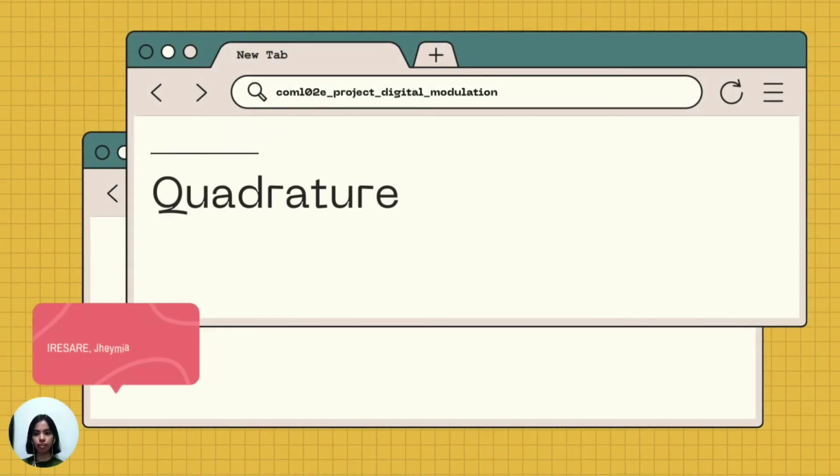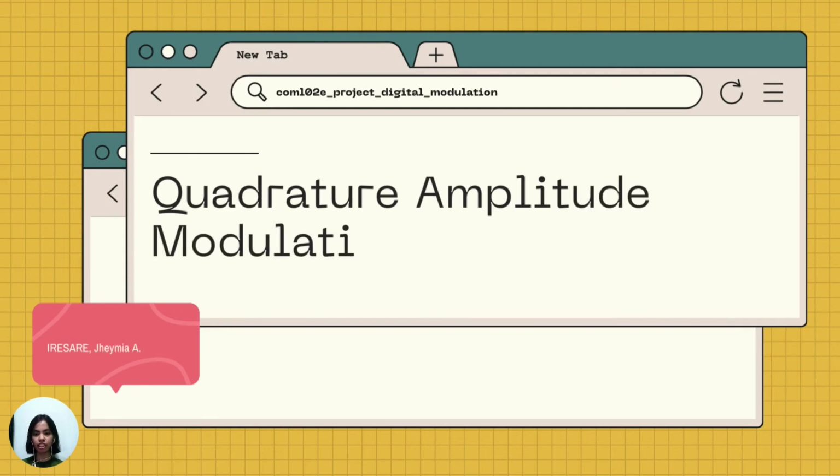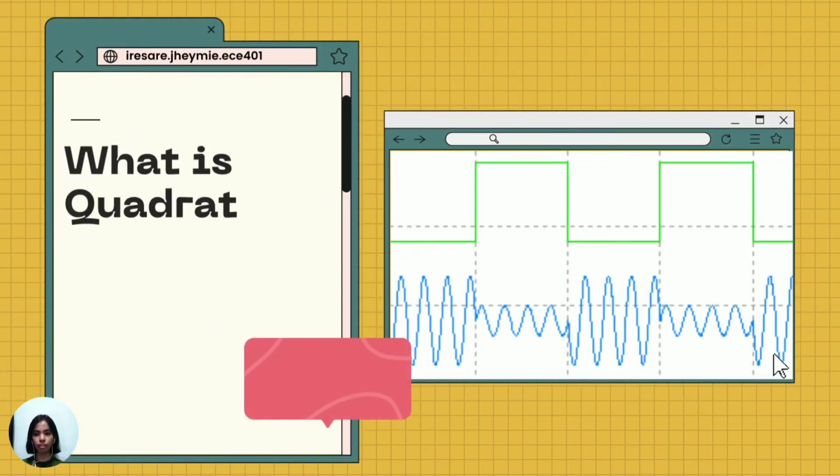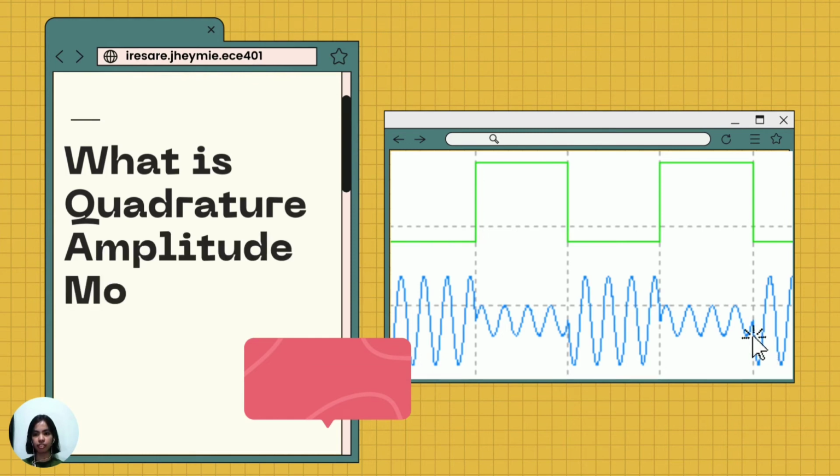Good morning, everyone. The last digital modulation technique that I will be discussing is the quadrature amplitude modulation, or QAM. What is quadrature amplitude modulation? It is a combination of amplitude and phase modulation which can provide high levels of spectrum usage efficiency.